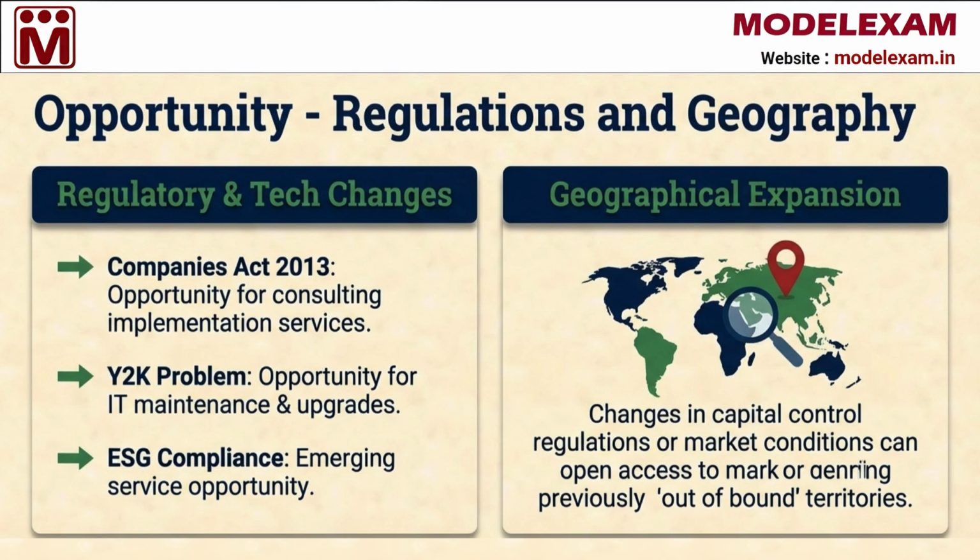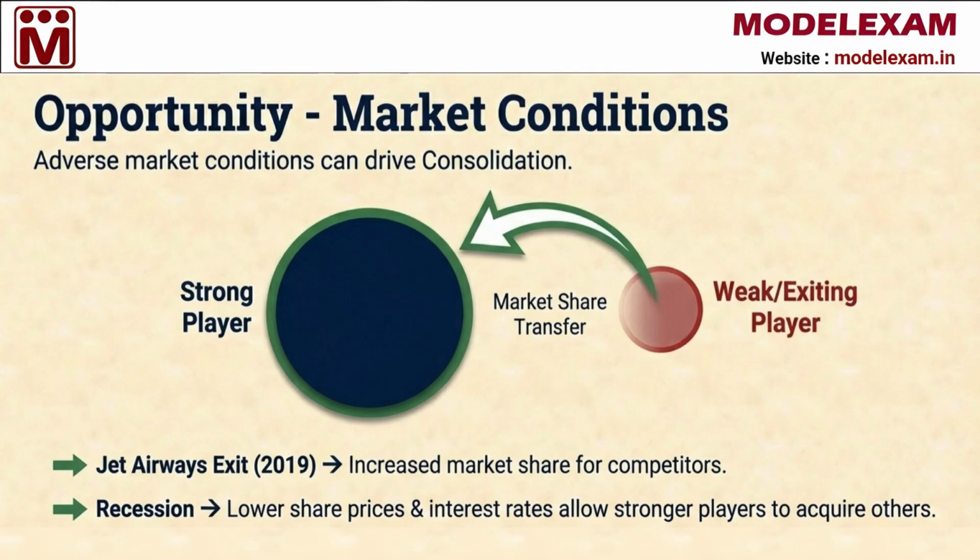Opportunities often come from regulations and geography. Changes in laws can open new doors. When the Companies Act 2013 was passed, it created a huge opportunity for consulting firms to help businesses comply. The Y2K problem in the late 90s was a massive opportunity for Indian IT firms. Today, ESG compliance is a similar emerging field. Geography also plays a role. Changes in capital control regulations can suddenly allow a company to expand into a territory that was previously out of bounds. Adverse market conditions can also be an opportunity specifically for consolidation.